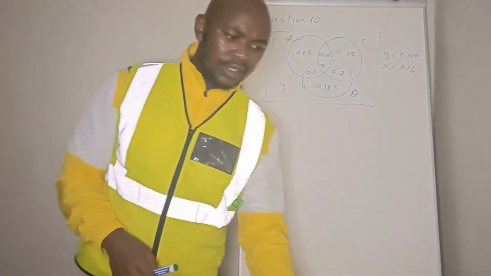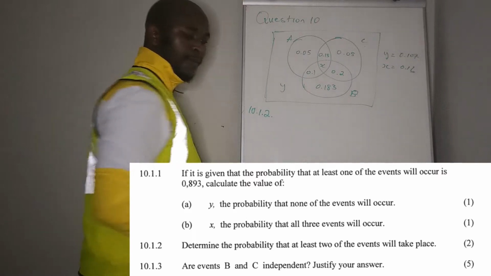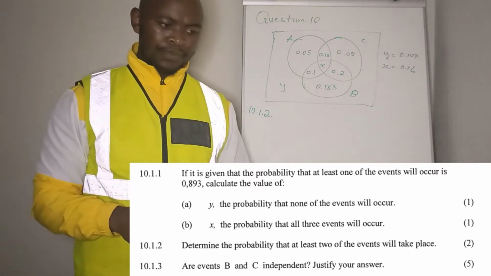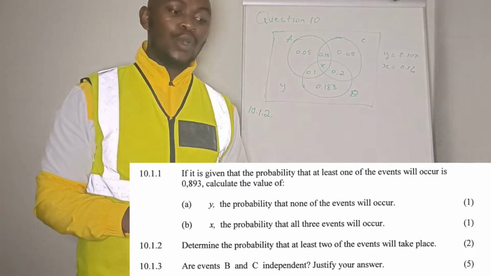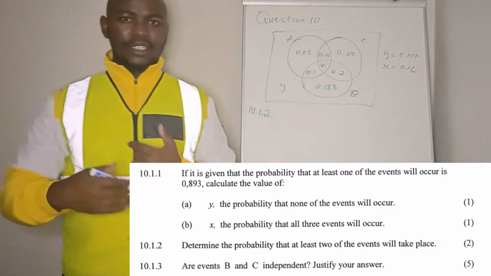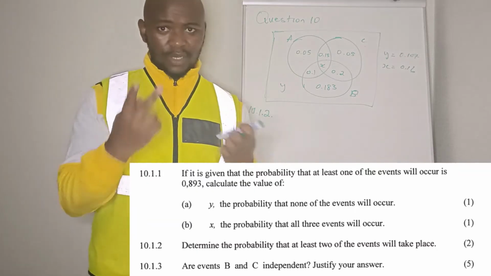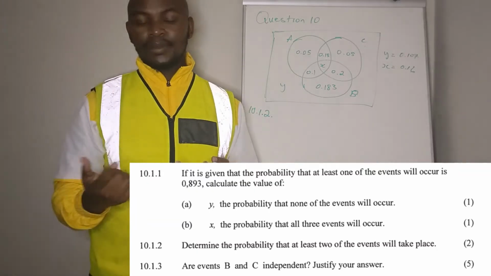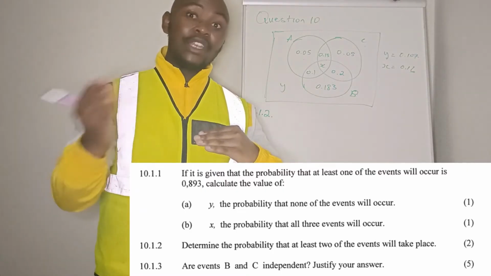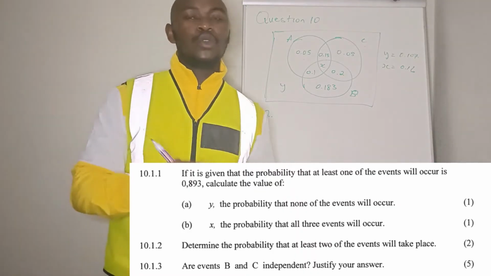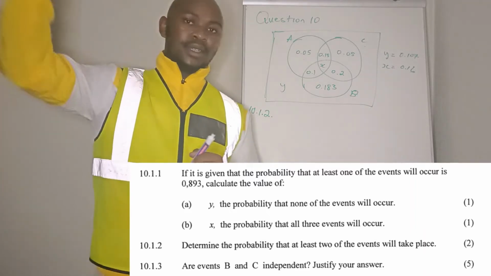The next question is 10.1.2, and it reads as follows. Determine the probability that at least two of the events will take place. Let's go back to the definition of "at least". There are two terms here, "at least" and "at most". When we say at least, we are talking of the minimum, so we can include anything above the minimum. When we talk of at most, we are saying this is the maximum. Anything below that, but not more than that.